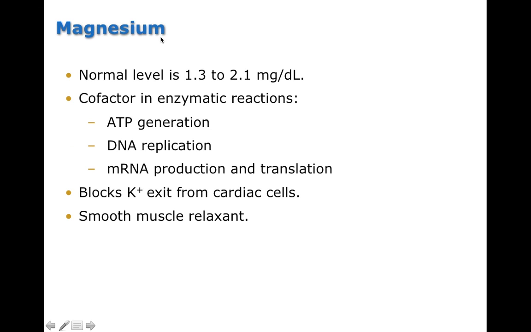So magnesium is also an electrolyte that you find in concentrations of 1.3 to 2.1 milligrams per deciliter.